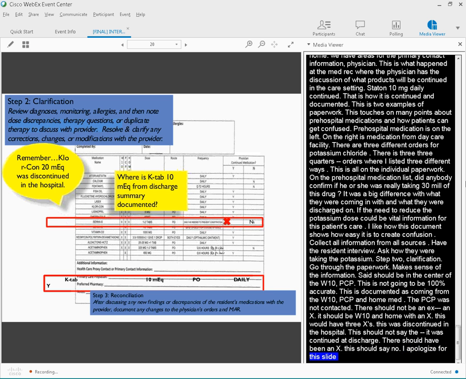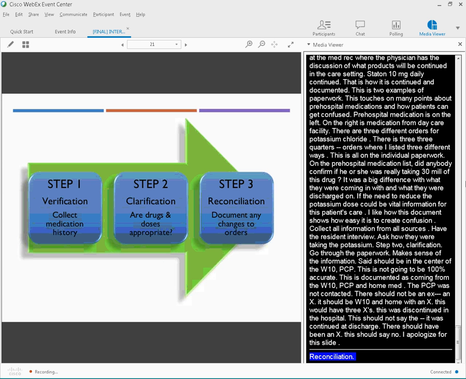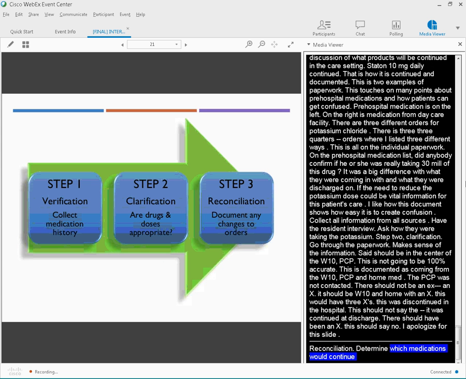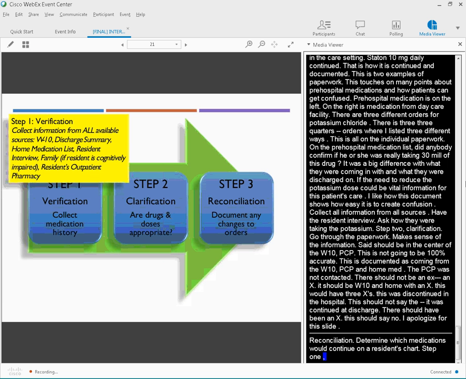So reconciliation, how can we make peace with all of this? Then we would reconcile this particular document, and we would determine which medications would continue on the resident's chart. So going back to the 3 steps of medication reconciliation. Step 1 is the verification, where we collect all of our information. And again, it does include a resident interview or a family interview if the resident is cognitively impaired, and then possibly even calling the outpatient pharmacy.